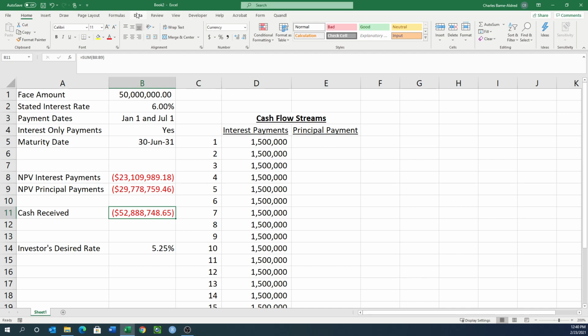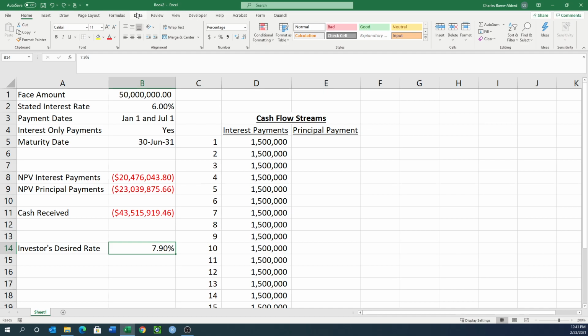Huh. So if I'm issuing debt that has a higher stated rate than the risk rate, remember this is the desired rate, the risk rate, then I get more cash than the face amount I'm actually issuing. But if I issue this debt and the investor wants a higher return, like with the 7.9%, I'm going to get less cash. Well, what if I issued this and the investors wanted exactly 6%?